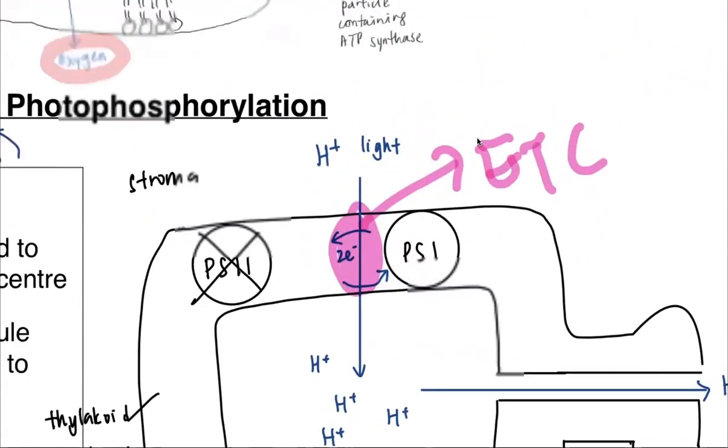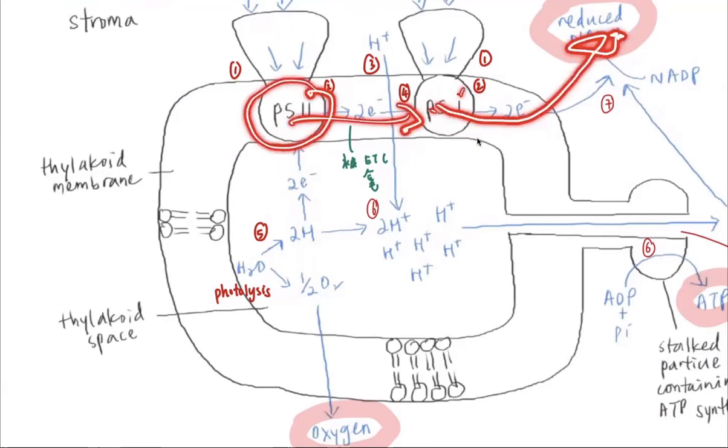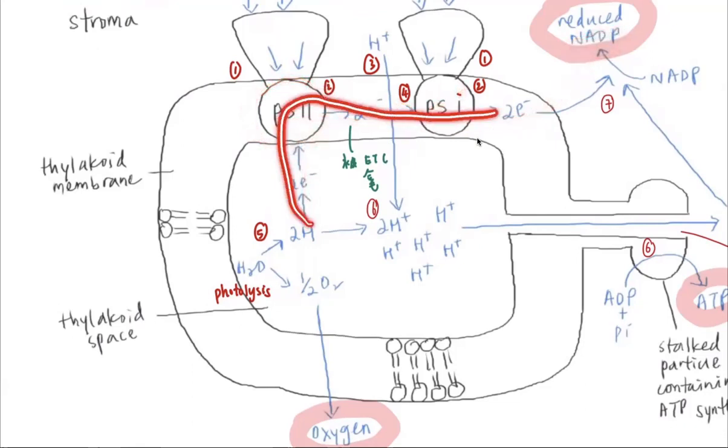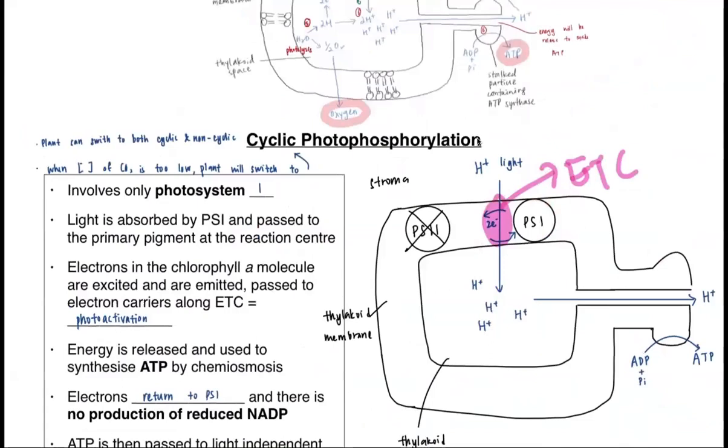But here in the non-cyclic one, it's a one-way route. The electron from PS1 will go to reduce NADP to give you reduced NADP, and the electron here will come from PS2, and the electron lost from PS2 will come from water. So it is not a cycle. It's a one-way route. There's nothing cyclical in this, so that's why it is called non-cyclic photophosphorylation. And this one is called cyclic photophosphorylation because PS2 is not involved, only PS1.